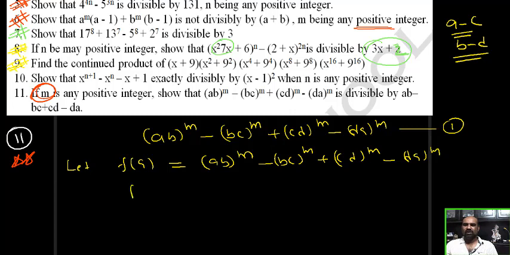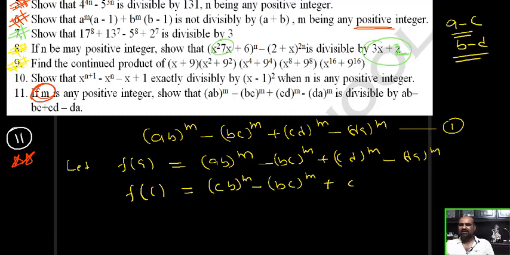What we should prove? f of c equal to 0. Just assume that this is a polynomial in a only, meaning b, c, d are treated as constants. So instead of a, write c. That gives cb power m, minus bc power m as it is, plus cd power m as it is, and here a is there, instead of this a I write c: dc power m. Observe, these two get cancelled, equal to 0.